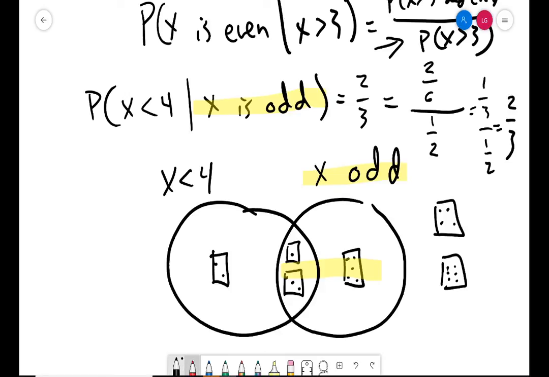So for example, what I'm talking about is this type of statement. The probability that the outcome on a 6-sided dice is less than 4, given that the outcome on that 6-sided dice is odd. So we know that it's odd, we've rolled it, we know that it's odd, 1, 3, or 5. What then is the probability that it's less than 4? 2 out of 3.